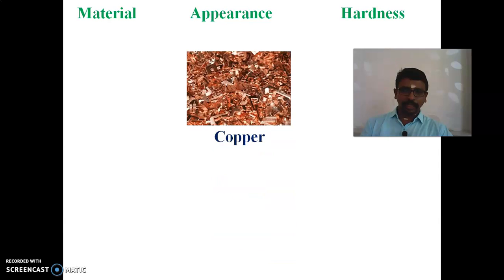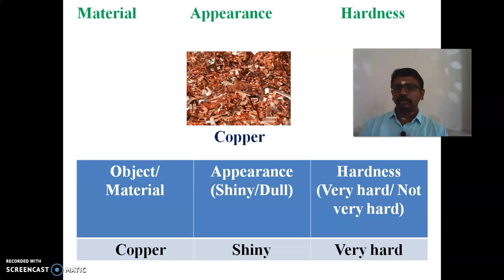And the next material is copper. What is the symbol for copper, children? Yes, Cu. What is the appearance here? Is it dull or shiny? Yes, it is shiny. And hardness, is it very hard or not very hard, children? Yes, it's very hard. So we can conclude, for the material copper, the appearance is shiny, and the hardness is very hard.